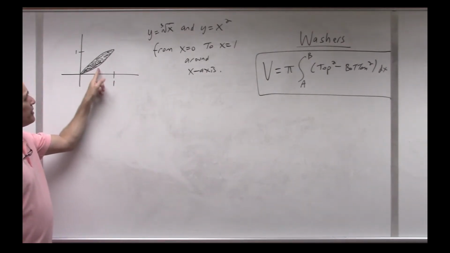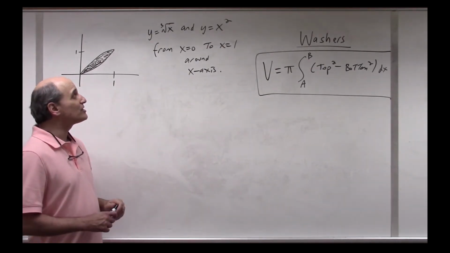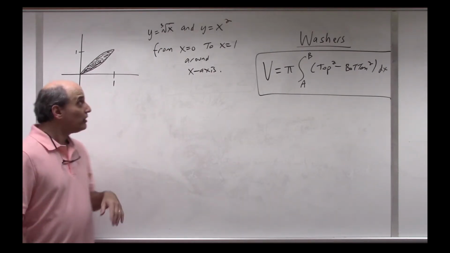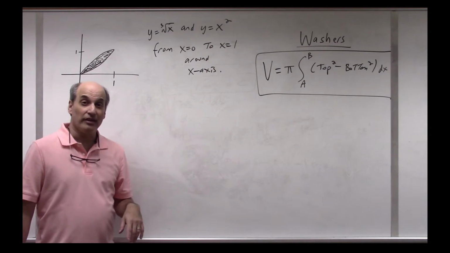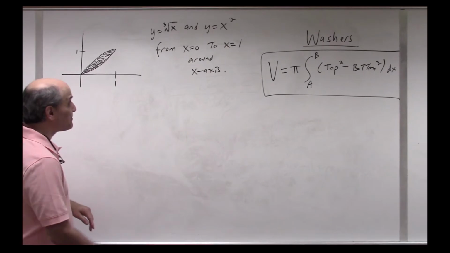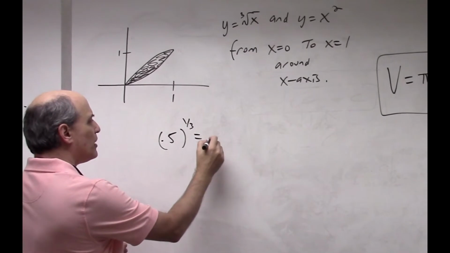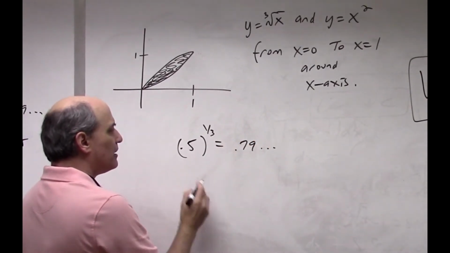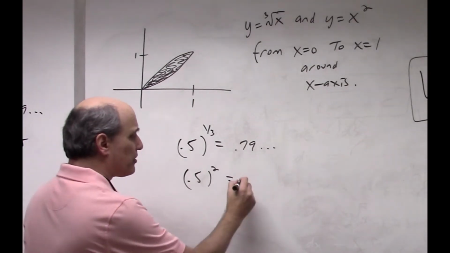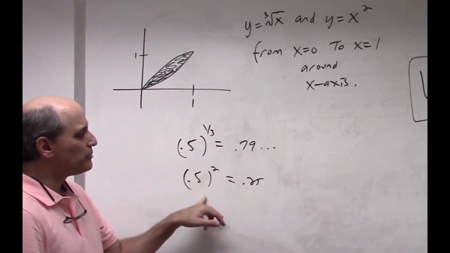Now, this is a very bad drawing of the region, but the question is, which is the top function, x to the 1/3, that is cube root of x, or x squared? If you're not sure, pick some number between 0 and 1. A convenient one would be 1/2 or 0.5, and plug it in. If you do that, you'll find that 0.5 to the 1/3 power is around 0.79, whereas 0.5 squared is just 1/2 squared, which is 1/4. That's 0.25. That is, 0.5 to the 1/3 is larger than 0.5 squared.